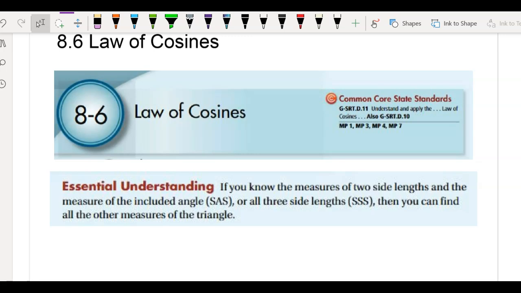We can use the law of cosines if we know the measure of two side lengths and the measure of the included angle. So if we have side, angle, side, we can use the law of cosines. The other time is if we have side, side, side. So if we have all three side lengths, we can use it as well.